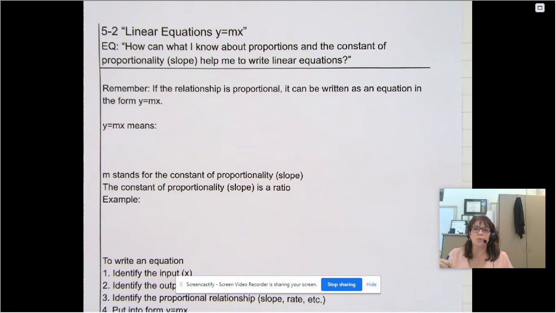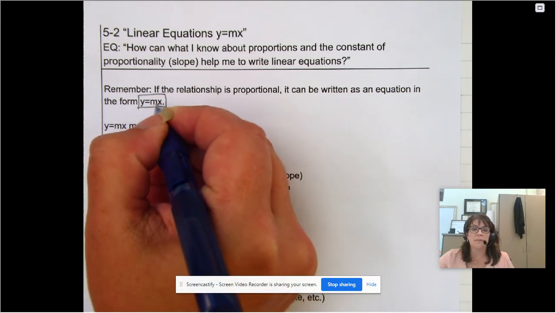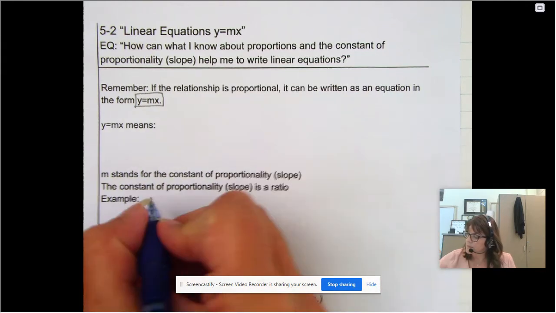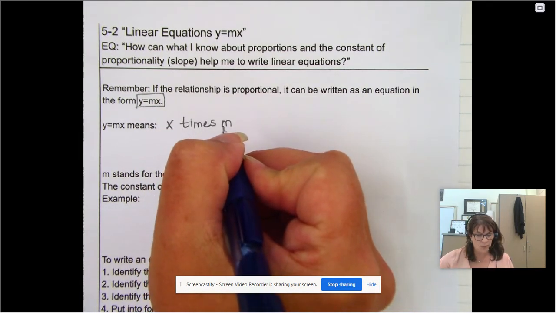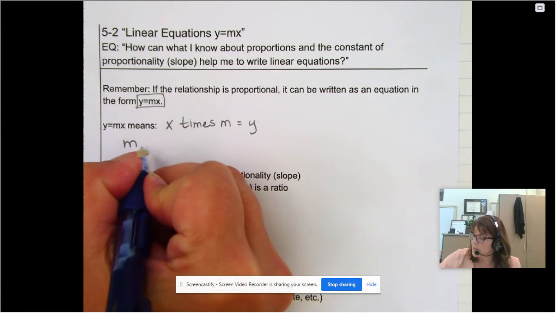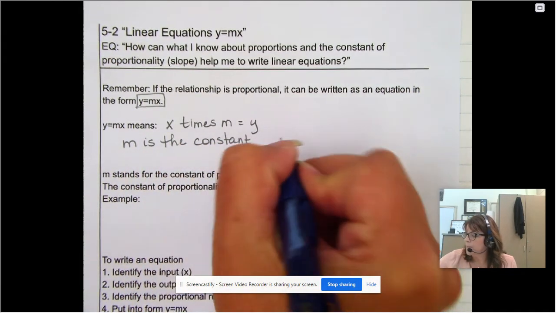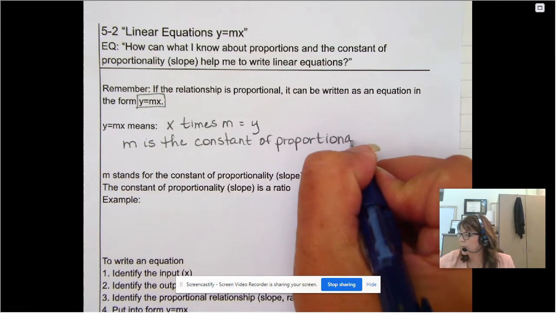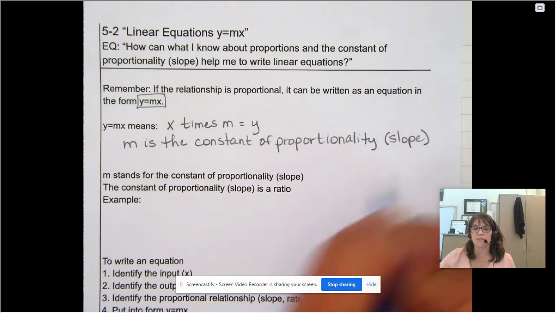lesson 1, if the relationship is proportional, then it can be written in this equation form, y equals m times x. Now, y equals m times x means that x times m equals y. And in this case, m is the constant of proportionality. And yes, write the whole word out, which can also be called slope. Slope has many names that we will learn in this chapter.